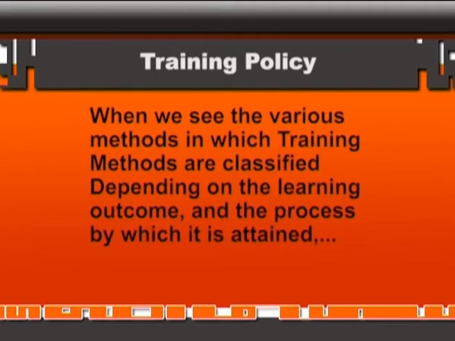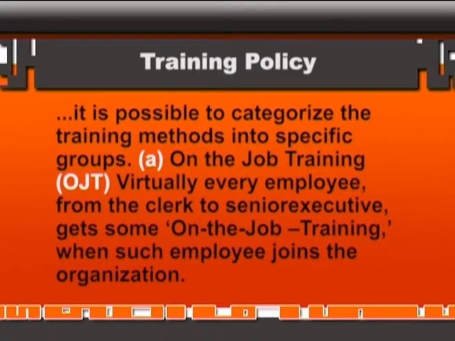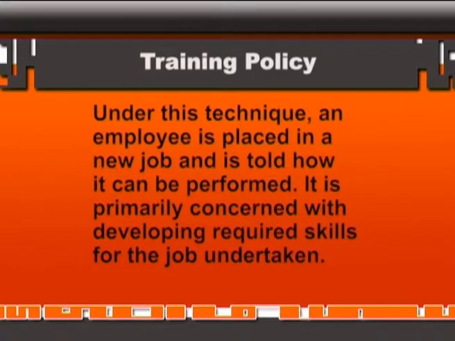When we see the various methods in which training methods are classified, depending on the learning outcome and the process by which it is attained, it is possible to categorize the training methods into specific groups. On the job training. Virtually every employee from the clerk to the senior executive gets some on the job training when such employee joins the organization. Under this technique, an employee is placed in a new job and is told how it can be performed. It is primarily concerned with developing required skills for the job undertaken.